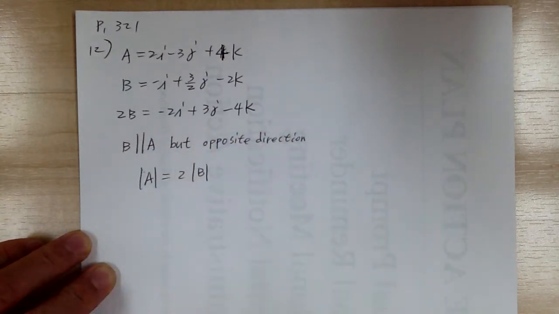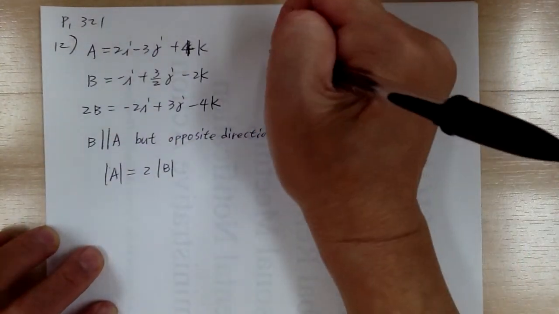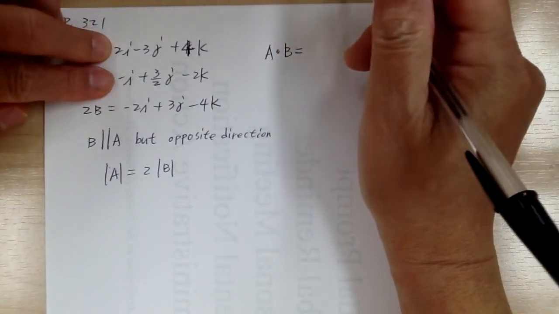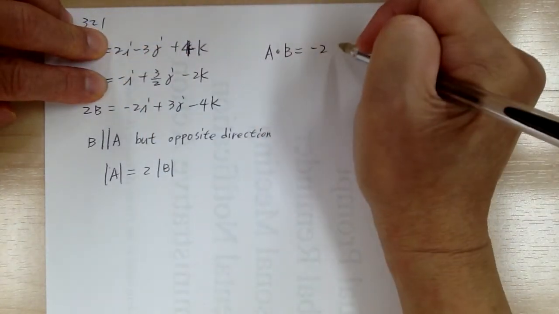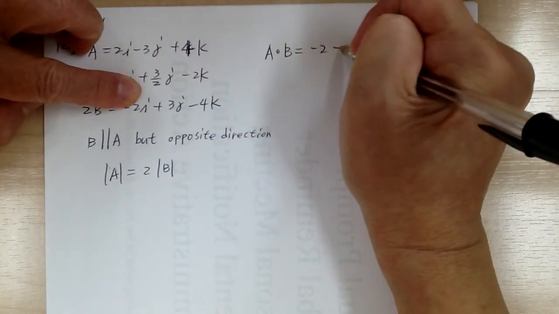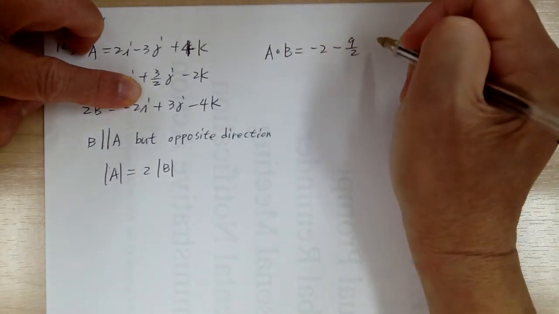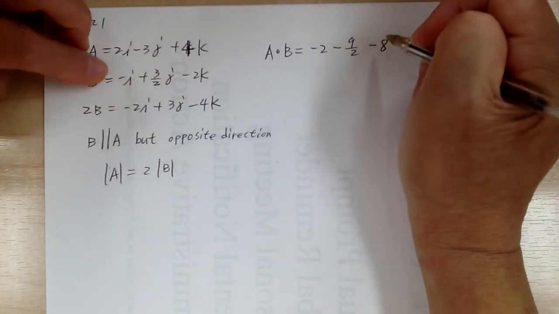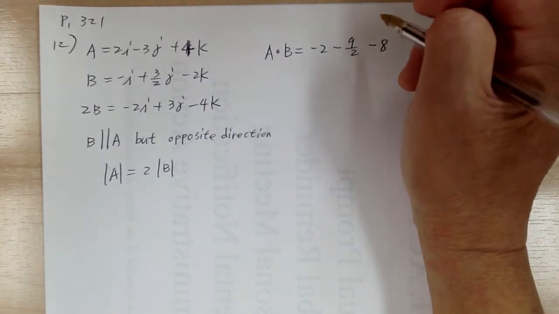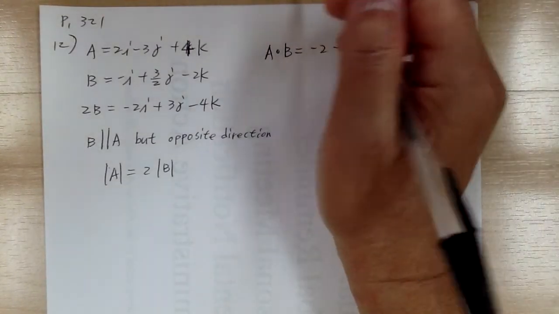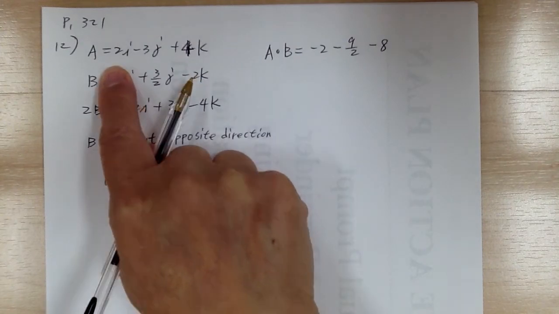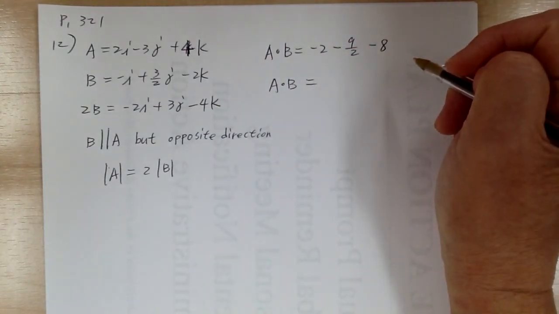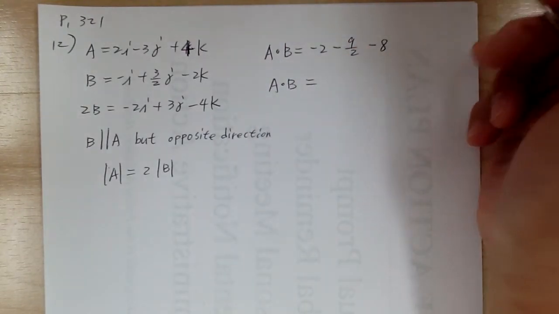Now, if you don't see that, you can also do the dot product test. So A dot B, you go and multiply. This times that gives you minus 2. This times that gives you minus 9 over 2. And this times that gives you minus 8. Double check. Let's see. So A dot B, if you work it out, this is what you get.